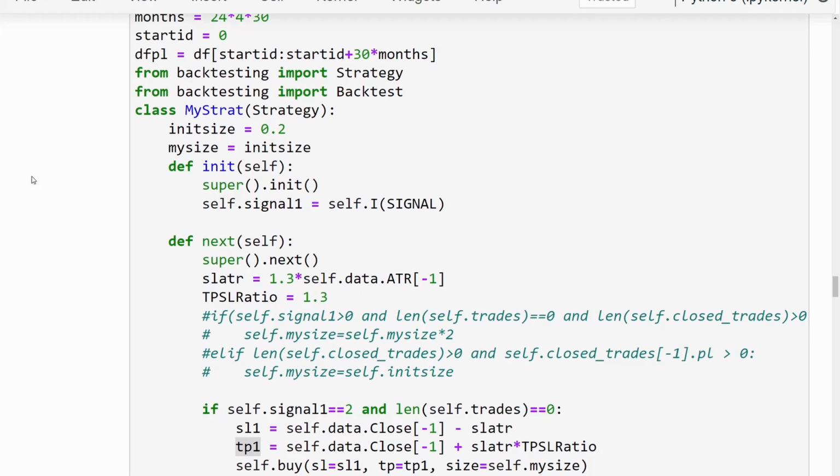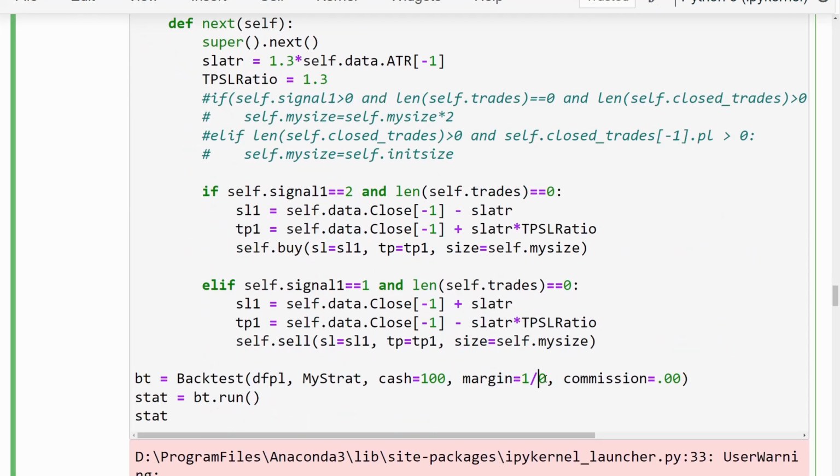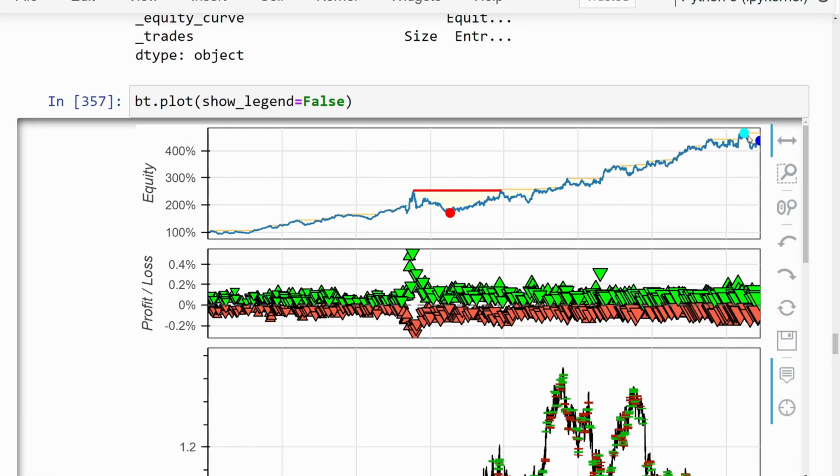So I'm going to change the margin here and test if we are taking 1/100, and we are reaching something around 450% in returns over 3 years. So this is more worth it in this case. Now remember, more leverage meaning more risk, and don't forget that we are trading with 20% of our equity.